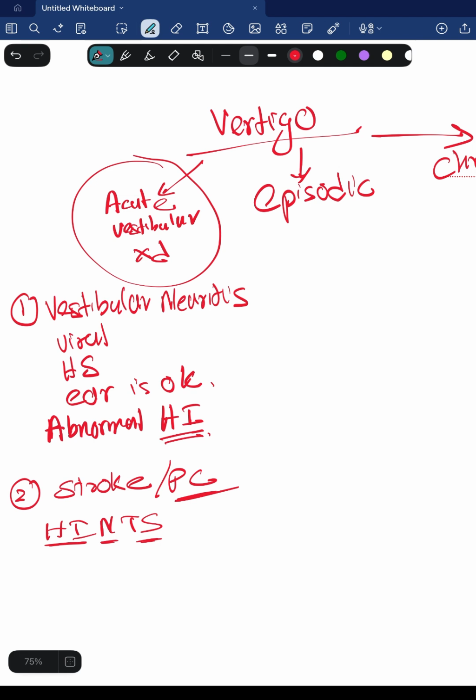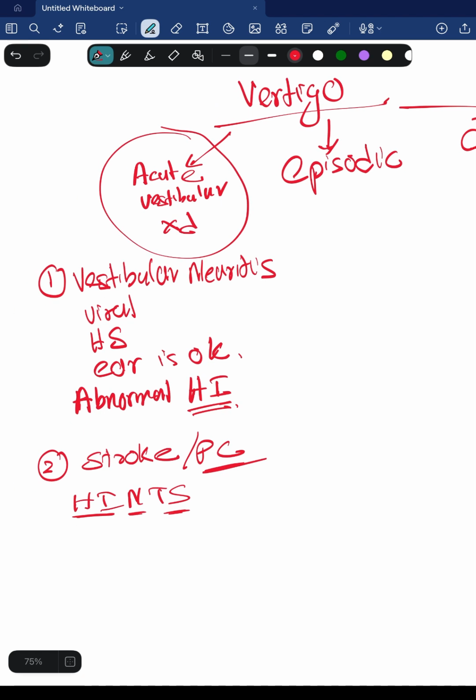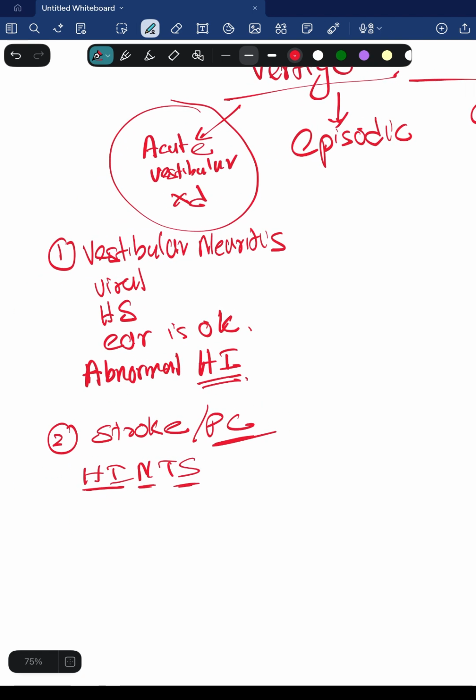And secondly, it should be done only on people with acute vestibular syndrome. So if the symptoms are episodic, don't do it. Only for acute vestibular syndrome. All right, so moving on to the HINTS test. The first one is head impulse. We already talked about it. If it is abnormal, that is likely to be peripheral. But if it is normal and the patient is having acute vestibular syndrome, then you're concerned for a stroke.